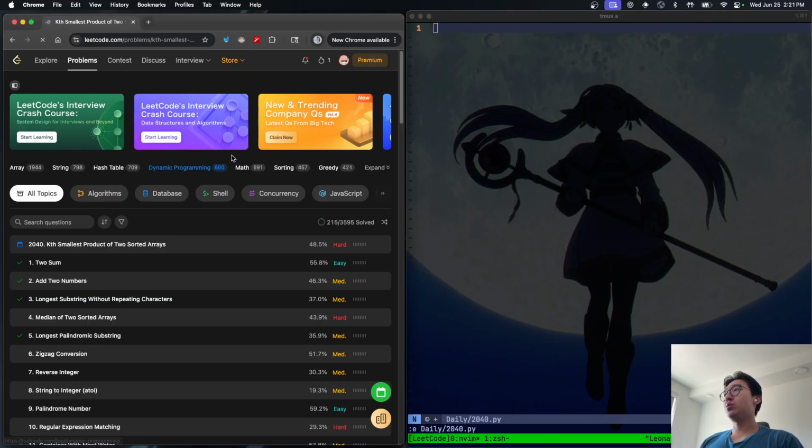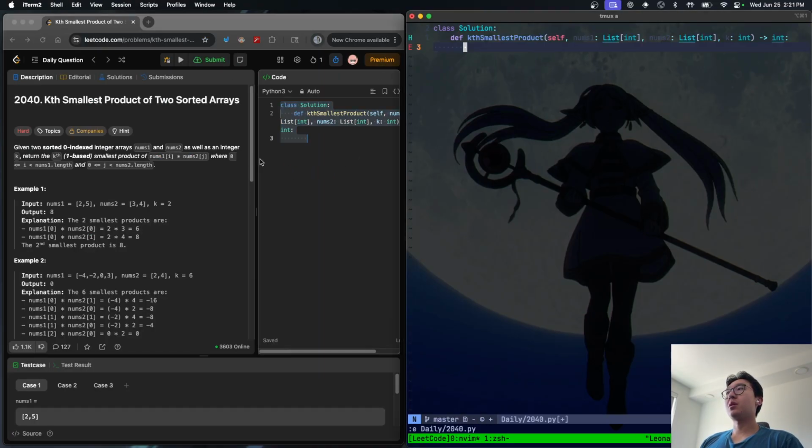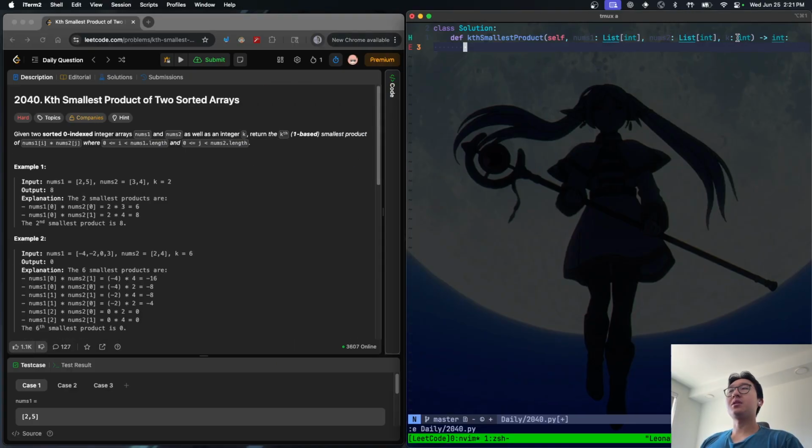Grab the code. We're gonna have two lists of numbers and a digit k. The kth. Okay, let's see. Given two sorted zero-indexed integer arrays, nums1 and nums2, as well as an integer k, return the kth one-based smallest product of nums1[i] times nums2[j], where i is between 0 and the length of nums1, j is between 0 and the length of nums2. Return the kth smallest product.